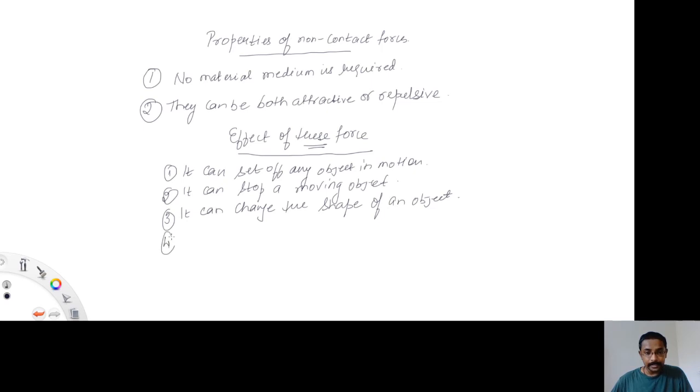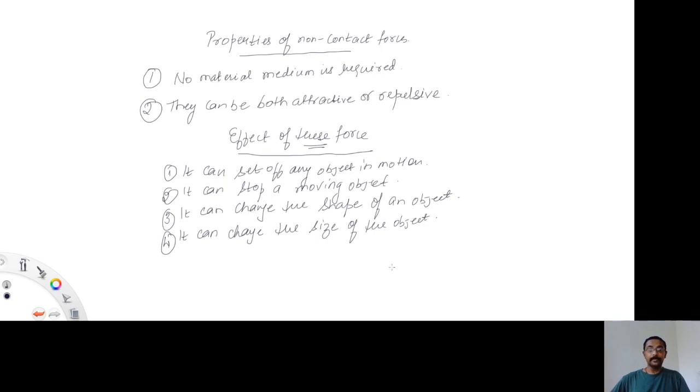Similarly, there are other things. It can change the size of the object. Again, as I said, the dough, you can just crush it, it will become small. You take a lemon and you squeeze it, the shape and the size both change. So you can change the shape of an object, you can change the size of an object, you can stop an object from moving, you can set an object into motion. So there are a lot of things that forces can do.